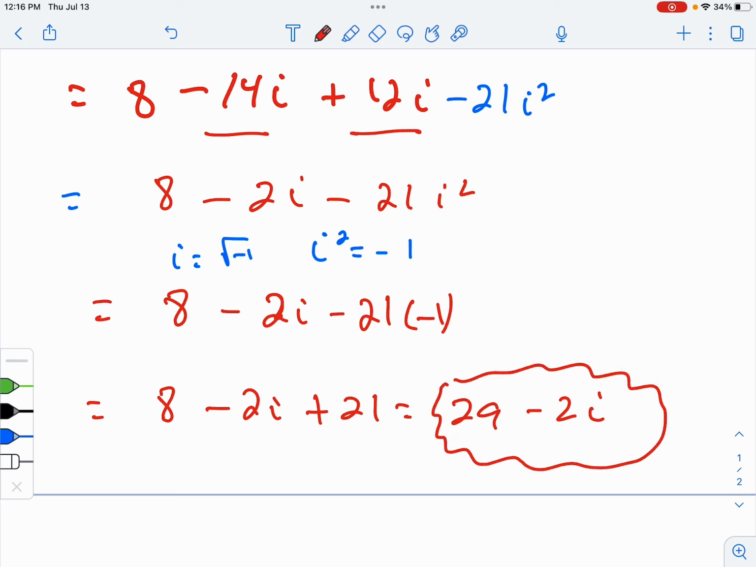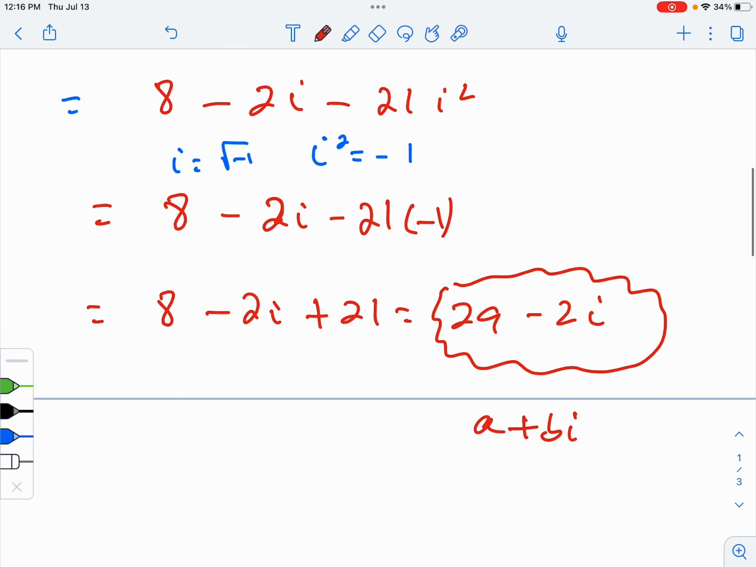Your final answer has to be in the form a plus bi when you're working with complex numbers. Complex has to be the real part first plus the imaginary. That's just our default way of writing it.